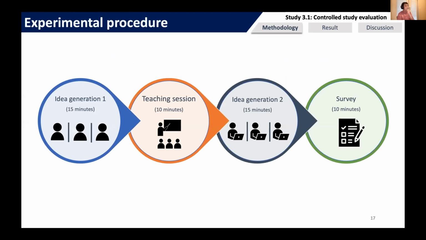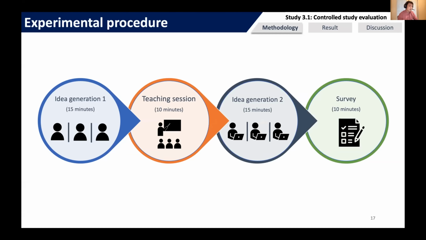This diagram shows how the study was conducted. They were given a task to design a device that used human motion to generate electricity. So the participants worked for 15 minutes individually on this design problem without using any design tool. So no design tool was given during the first idea generation.